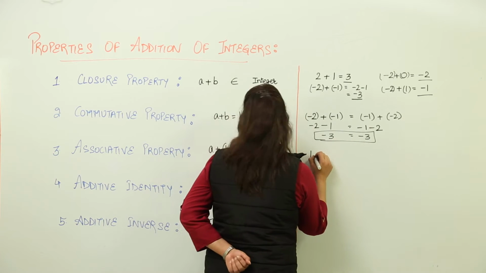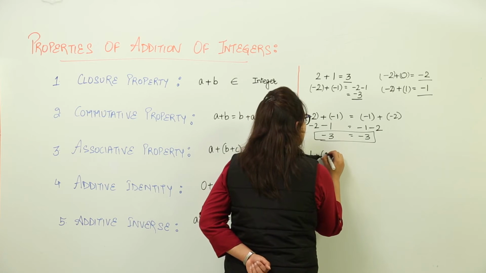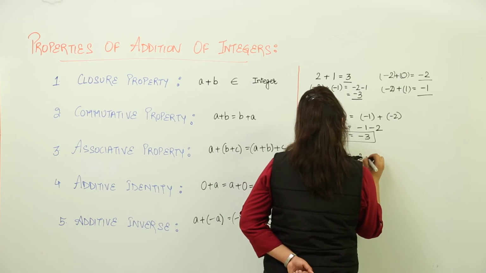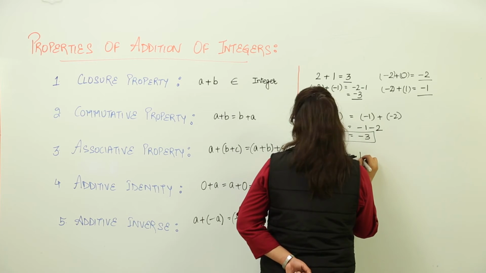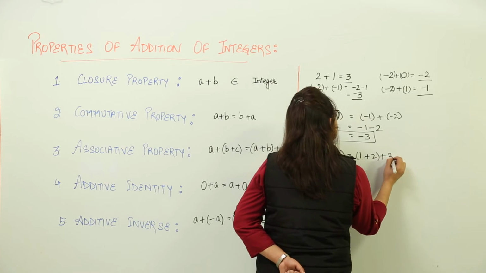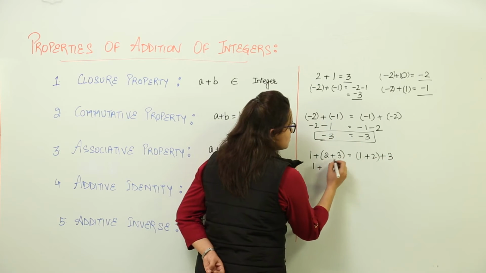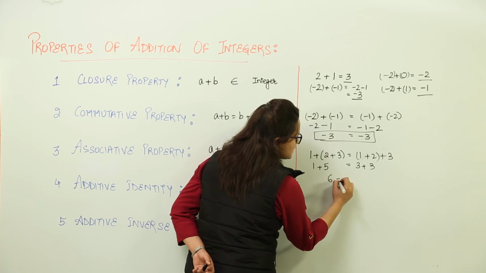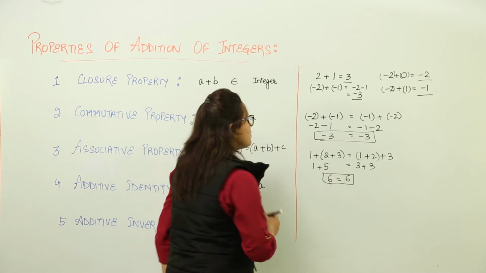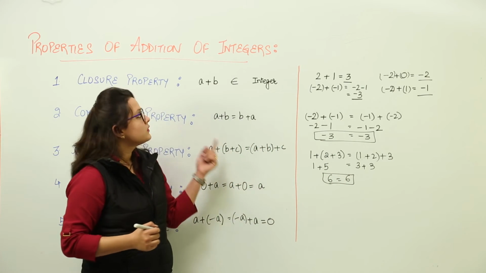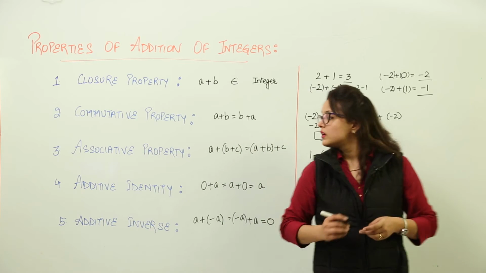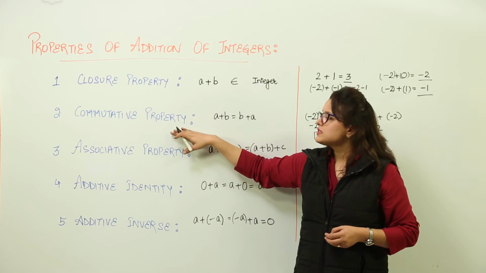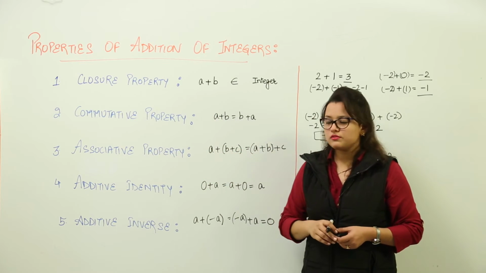If we want to add 1 to the sum of 2 and 3, what would we get? We should be getting the same as we would get by adding 1 and 2 first and adding 3 to it. Let us check. 1 plus 2 plus 3 gives 5... 1 plus 2 is 3, and 3 plus 3 gives 6. So we get 6 equal to 6. Here also we are finding that the addition of integers is associative. The addition is satisfying the closure property. It is commutative as well as associative.